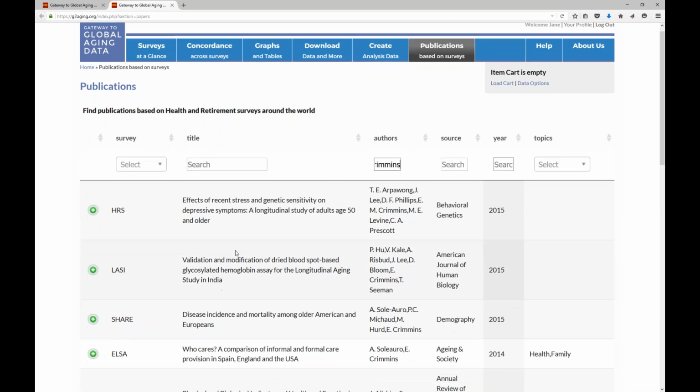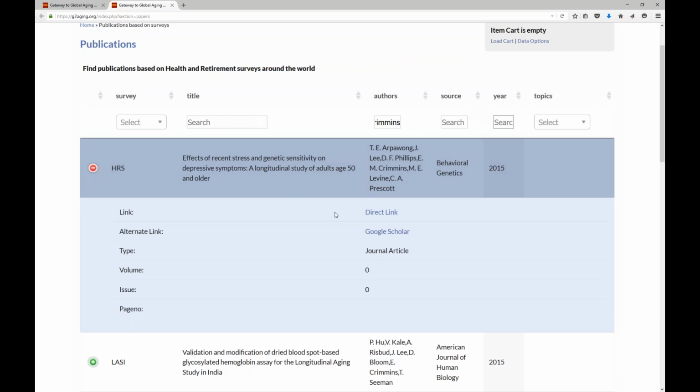And for any of these papers, you can click on them. You can get links to the paper if it's available directly online. We include a direct link. Or you can get a link to Google Scholar, which can be helpful to point you in the right direction for how to access the journal, and it'll give you an abstract immediately.